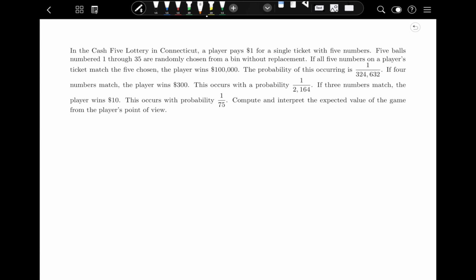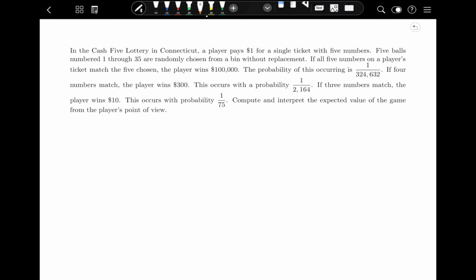So in the Cash 5 lottery in Connecticut, a player pays $1 for a single ticket with 5 numbers. 5 balls numbered 1 to 35 are randomly chosen from a bin without replacement. If all 5 numbers on a player's ticket match the 5 chosen, the player wins $10,000. The probability of this occurring is 1 out of 324,632. If 4 numbers match, the player wins $300.